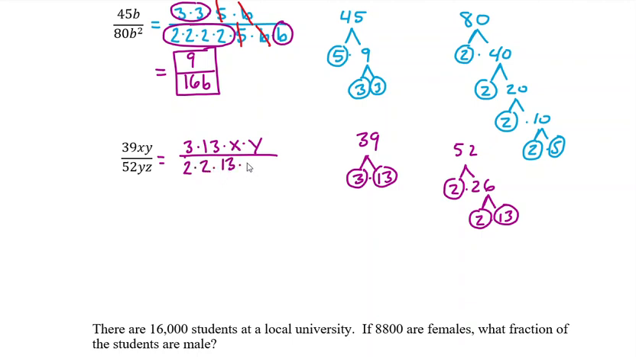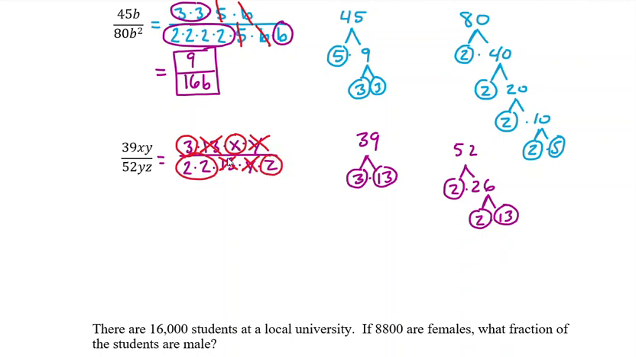And then yz, what's that mean? Well, that means times y times z. Now let's do the fun part. Let's cross off the factors that are the same. There's a pair of 13s. There's a pair of y's. And what's left on top? Well, there's a 3 and there's an x. On the bottom, there's 2 times 2, and then there's that z there.